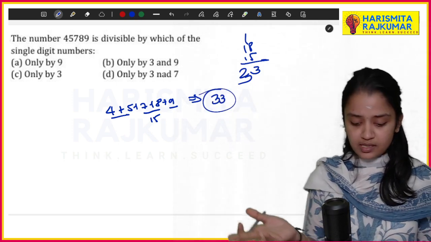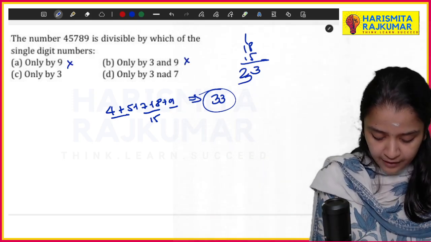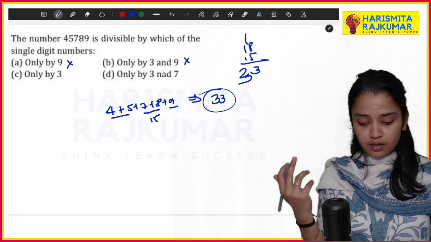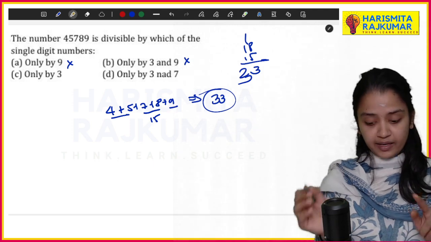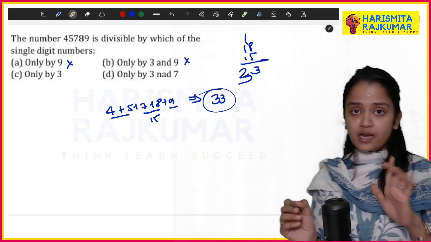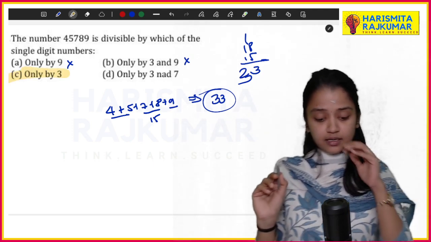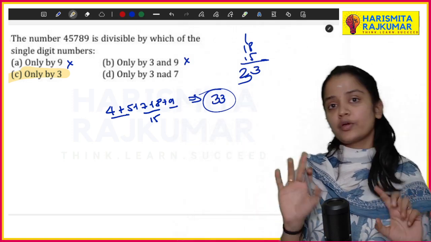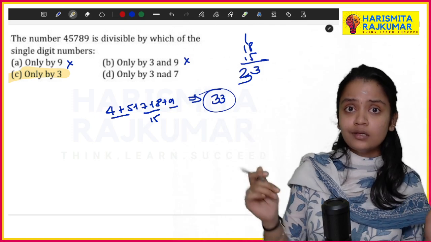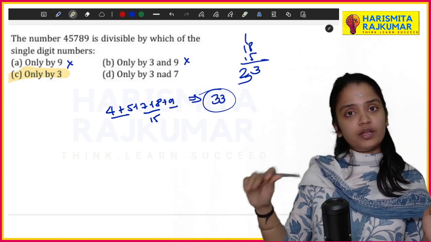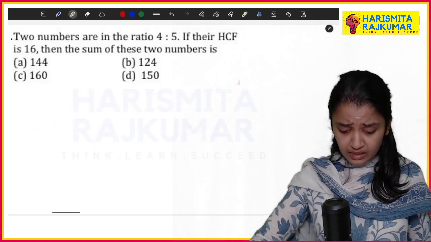Okay. If you see the sum 33, definitely it is not divisible by 9, but it is divisible by 3. So options A and B are not right. So let us see, option C is the right answer. Check for 7 and let me know, because I've already found it. And I've also told you how to find divisibility of 7. You can go watch my number system video. In that I have explained clearly. Now let's go to the next question.